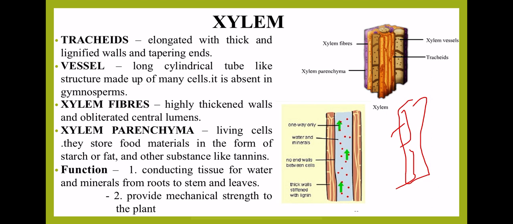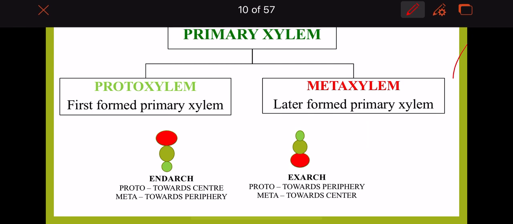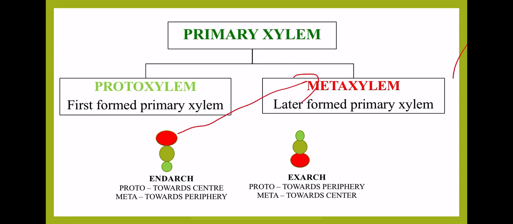Next is xylem. Xylem is divided into primary xylem and secondary xylem. Primary xylem is formed first, and secondary xylem is formed later. Primary xylem is again divided into protoxylem and metaxylem. Protoxylem is the first formed primary xylem, and metaxylem is the later formed primary xylem. If you look at the diagram, the larger one in red color is the metaxylem, and the last one is the protoxylem.